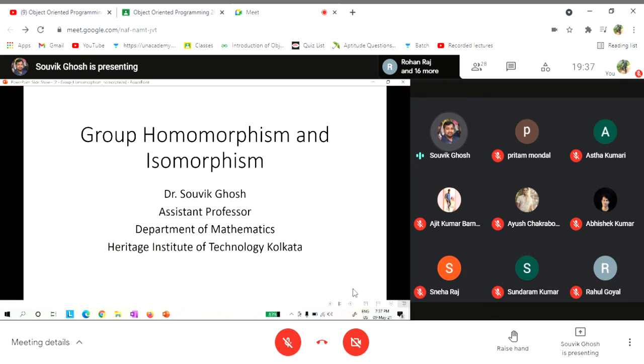Now we are going to describe this thing. So what is it? It is group homomorphism and isomorphism. At first we define the group homomorphism. So what is this group homomorphism?